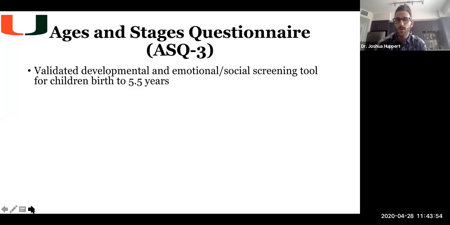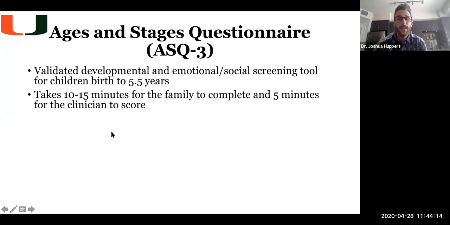So it can account for corrected birth. So if an infant is born prematurely, you can actually give them the questionnaire that would be appropriate for them, versus a child who is typically developing. It takes about 10 to 15 minutes for the family to complete, and then about 5 minutes to score.